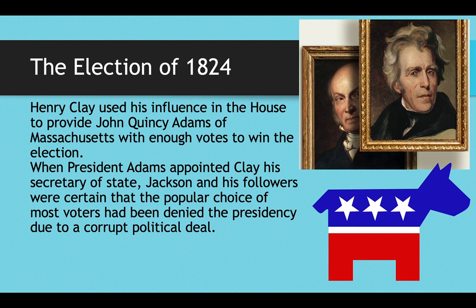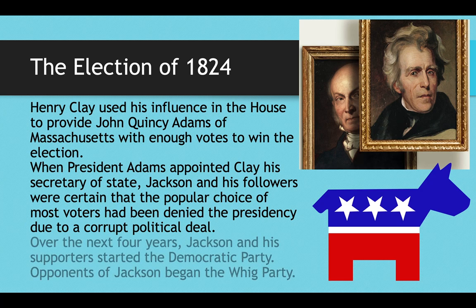Shortly after that, when Adams became president, he appointed Henry Clay as his Secretary of State. This made a lot of people feel like there had been some sort of corrupt political bargain, that maybe Henry Clay said, hey, I'll get you enough votes if you secure me a cabinet position. And Jackson and his followers certainly thought that there had been a corrupt political deal here. They said the election was rigged, and people were certain that the popular choice of most voters had been denied the presidency because of corrupt political dealings.